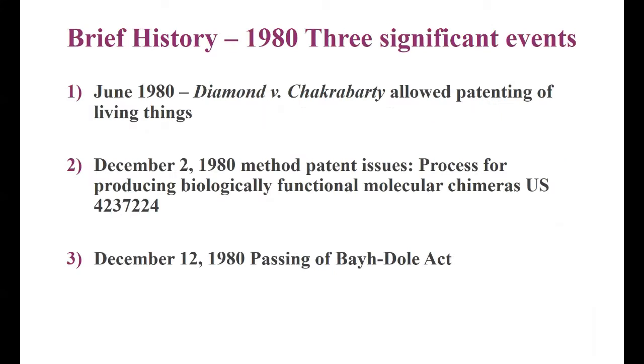So, as I mentioned, 1980 was a watershed year for university licensing. Three things happened. First is the case of Diamond versus Chakrabarty came down, which allowed the patenting of living organisms. The second thing was that the process for biologically functional molecular chimeras was issued. That's really recombinant DNA. And then the final one was the passing of the Bayh-Dole Act.